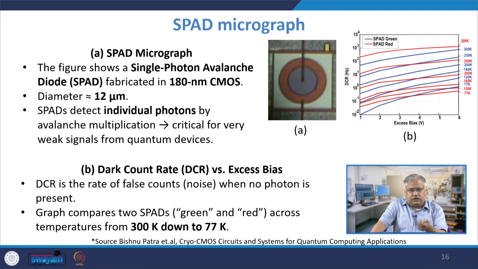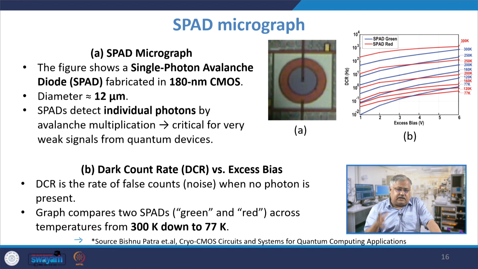So, you have a PN junction diode, and these are all fabricated in 180 nanometer CMOS. The image has been taken from the source which you can see at the bottom of the slide, from a single-photon avalanche photodiode, SPAD, fabricated in 180 nanometer CMOS. The diameter is approximately 12 micrometer, which is quite substantial. You increase the depletion area, and that injects heavy avalanche current, which is slow.